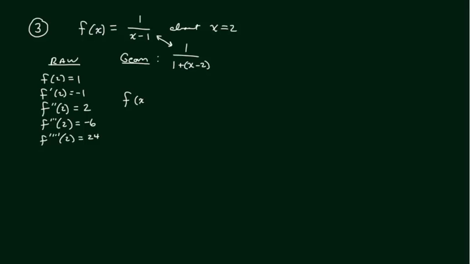In either case, f of x is going to be first term 1, minus the second term, which is x minus 2, plus x minus 2 squared, minus x minus 2 to the power of 3, plus dot dot dot. The question asks also for the nth term, so here we have negative 1 to the n times x minus 2 to the power of n, and the series goes on forever. So that is the answer to part A.